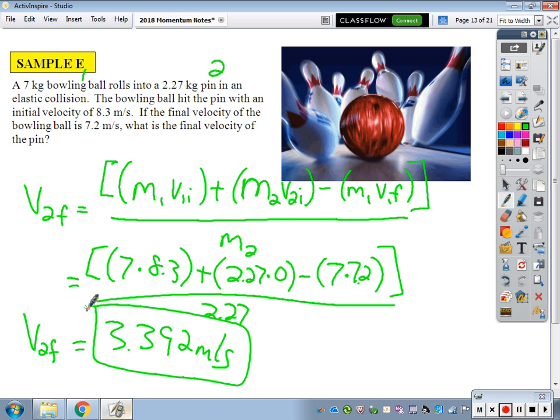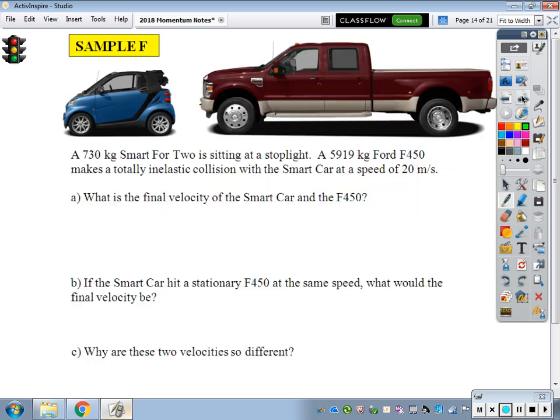Now, if you were not told in this problem that it was an elastic collision, how would we know? We're given a final velocity and have to solve for the other, so I think that piece of it is probably rather direct. All right, sample problem F.